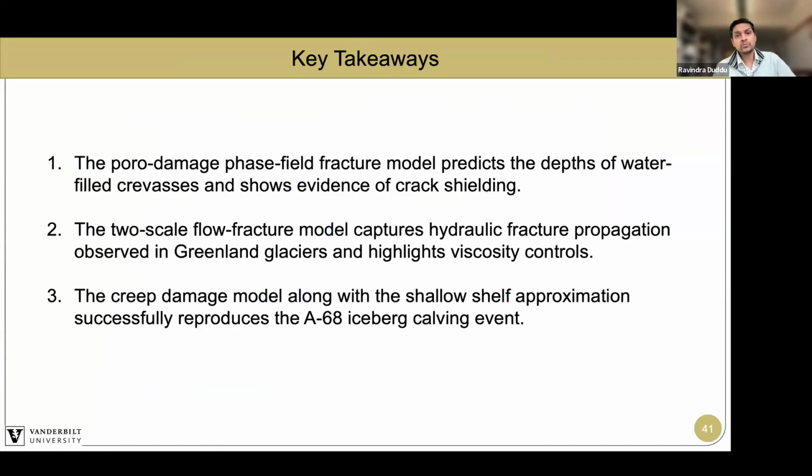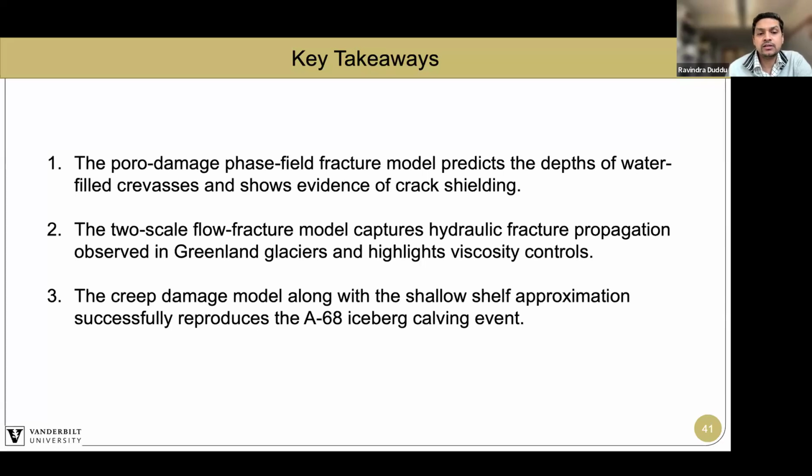To conclude, I would say the key takeaways are: I presented this phase field fracture model that can predict depths of water-filled crevasses. It shows evidence of crack shielding. So Nye and LEFM are only an approximation. We should probably use high fidelity fracture models to get an in-depth picture. Then the two-scale flow fracture model does a good job with the hydraulic fracture propagation in Greenland glaciers and highlights that we cannot ignore viscosity. We can't just simply say that fracture is an elastic process because the viscous processes affect the propagation as well.